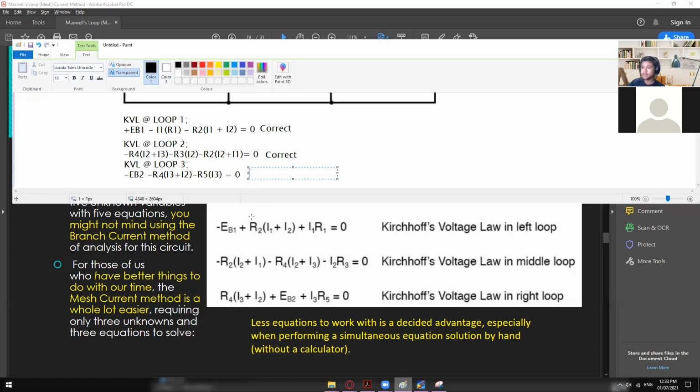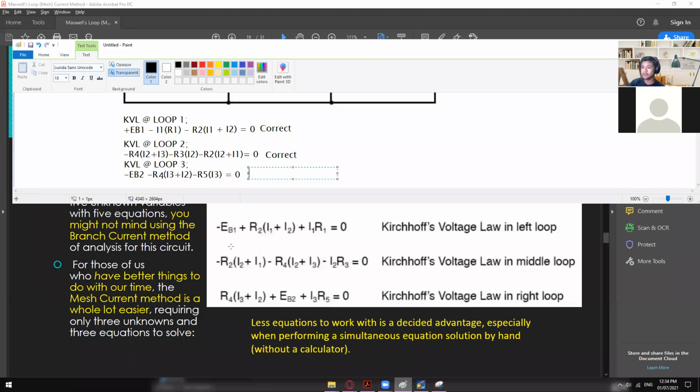And then for the last one, we have here R4 first. So in here we have a negative. In here we have positive. So all you need to do is multiply this one to negative, the entire equation. So this one will become positive R4 times I3 plus I2.